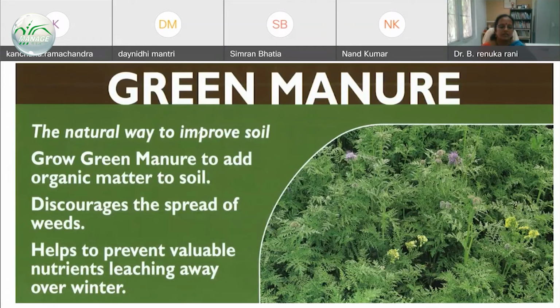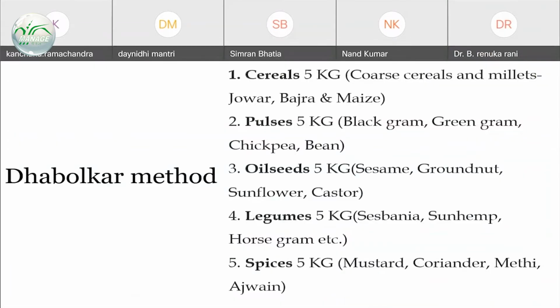Yeah, green manure crops have already been dealt with. You can apply green manure crops, but not just 1 or 2 types. You can add other seeds along with green manures. You can mix it. Yeah, the Dabolkar method. I was referring to what we are adopting in Andhra Pradesh: 5 types of different varieties: cereals, millets, pulses, oil seeds, legumes, and spices also.